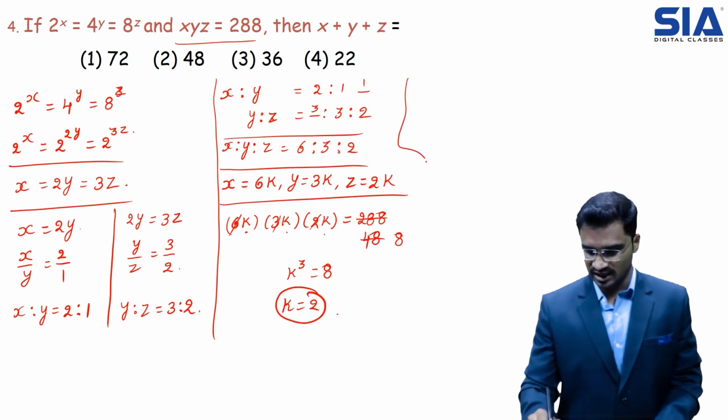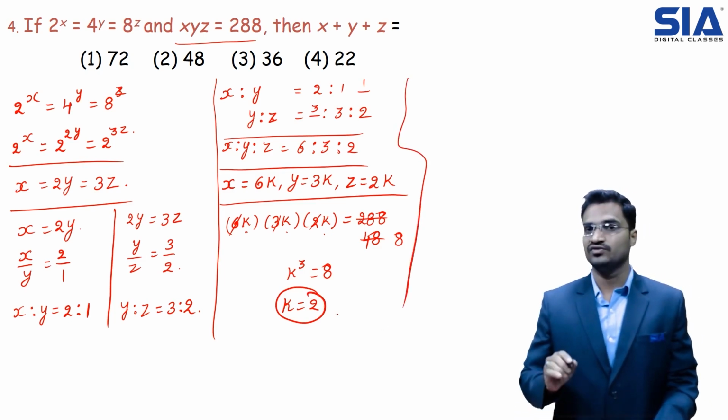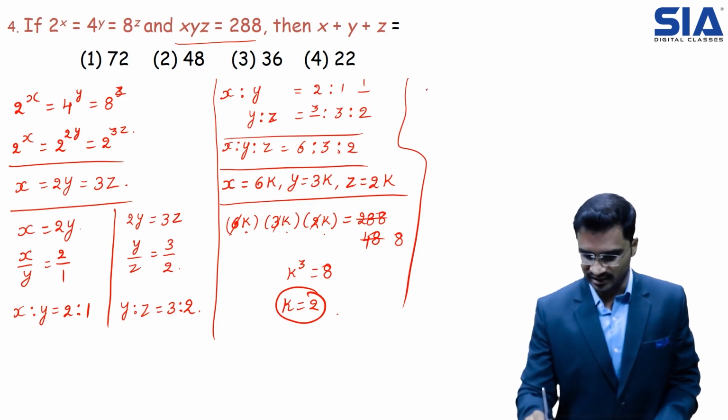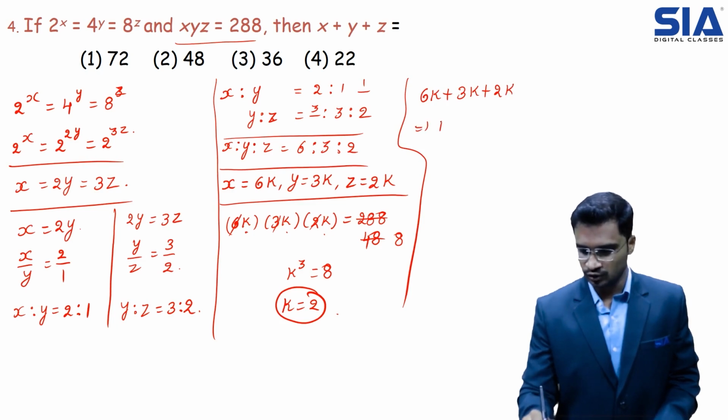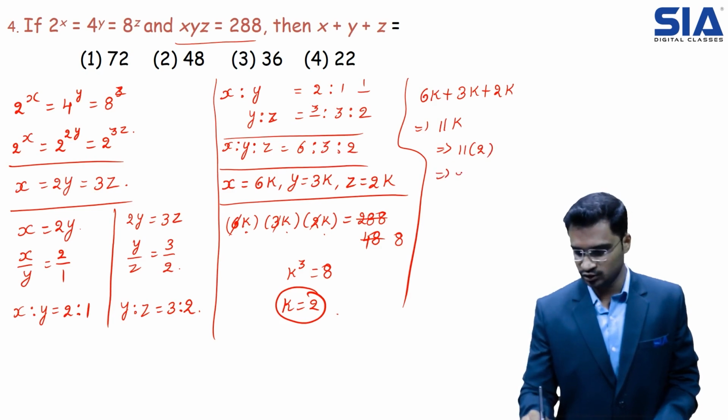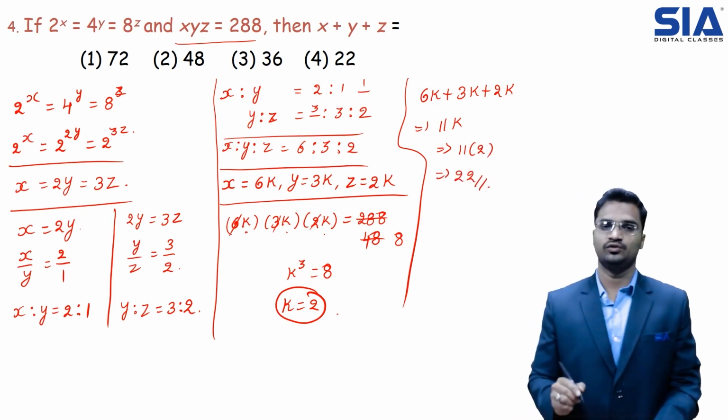Now what is he asking? He is asking for the value of x plus y plus z. So x is 6k, y is 3k, and z is 2k. So 11k. So the answer is 11k, that is 11 into 2, since the k value is 2. So 11 twos are 22. So our answer is 22, which is option 4.